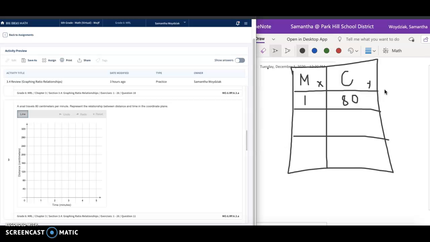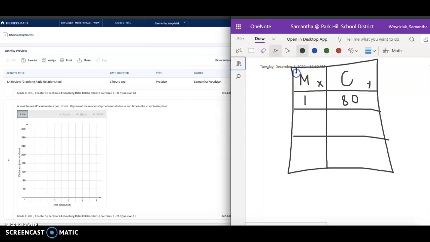But I told you in a previous video that time typically goes on the x-axis. So since they already labeled it for us, we know that time has to be on the x-axis because it says time in minutes. And so I went ahead and did that over here. So the minutes, and I should write time. The time in minutes is x. Sorry about that. And then the distance, which I'm going to just put a D right here for distance. The distance in centimeters is the Y. So for 1 minute, the snail travels 80 centimeters.